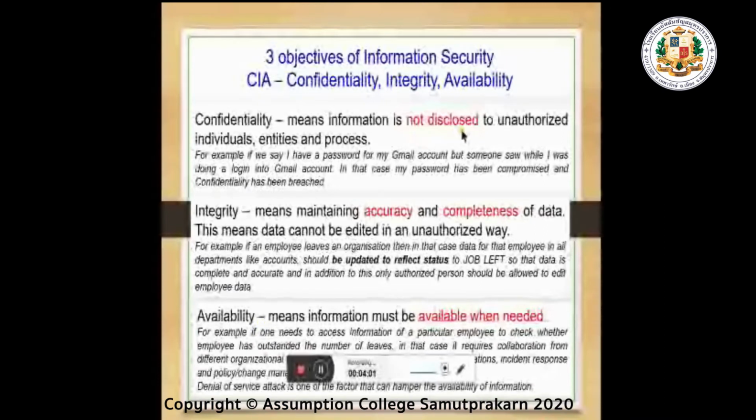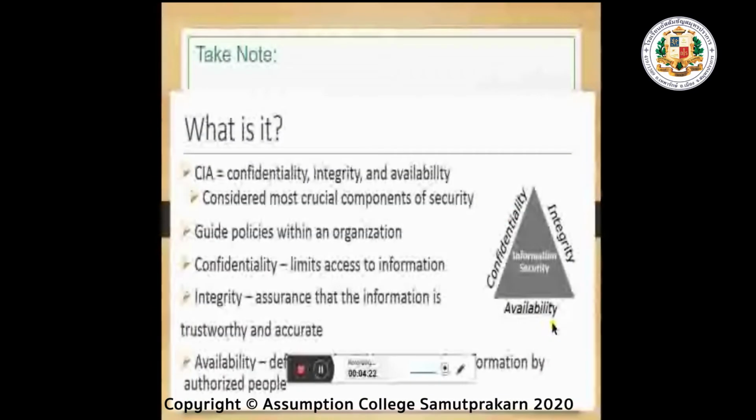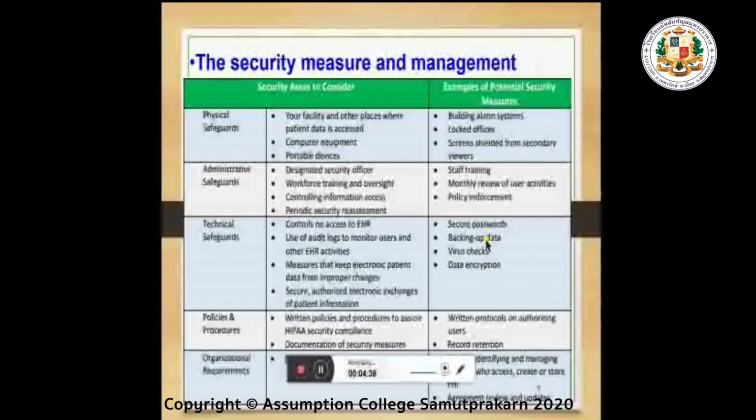Confidentiality: information must not be disclosed to unauthorized people or processes. Integrity means it's accurate and the data are complete. Availability is to make the information ready to access for authorized users. So here, please take note, the CIA definition and the keywords that you can use to understand more about information security.